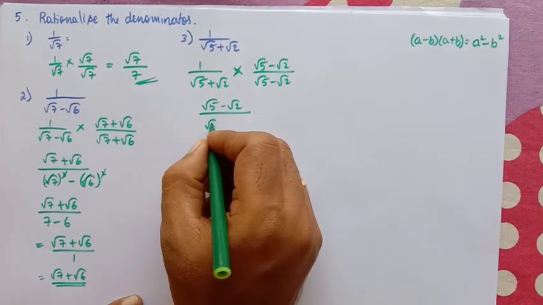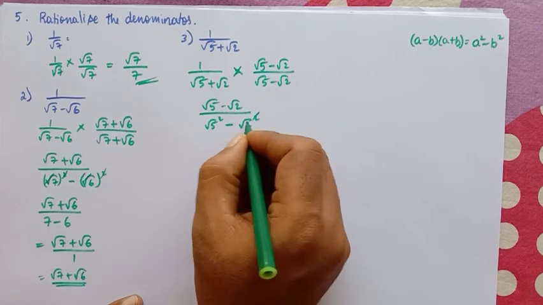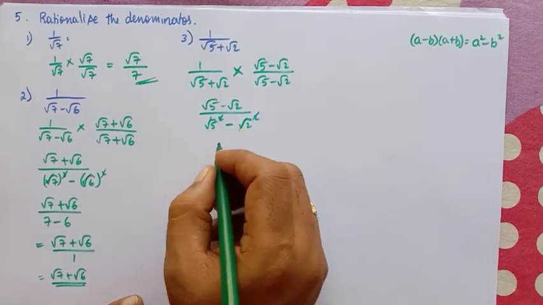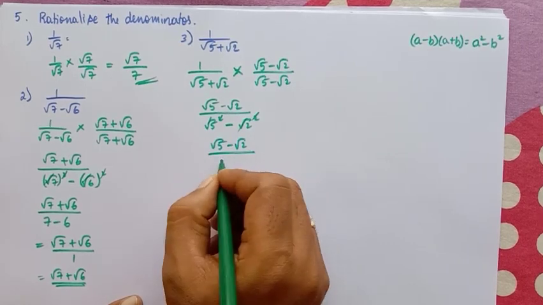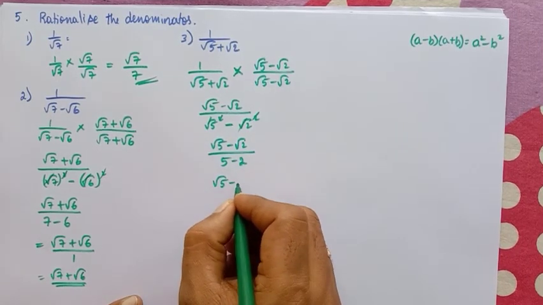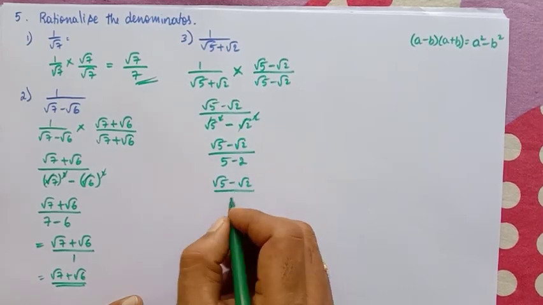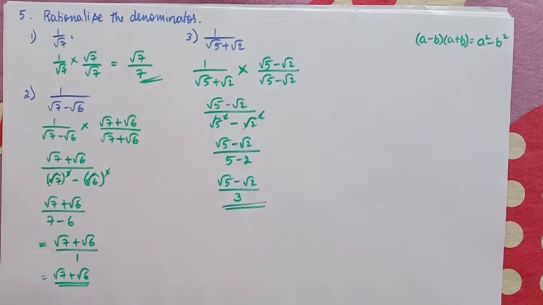So root 5 square minus root 2 square. Here the square and root cancel. So root 5 minus root 2 by 5 minus 2. So here, root 5 minus root 2 by 3. This completes this problem.